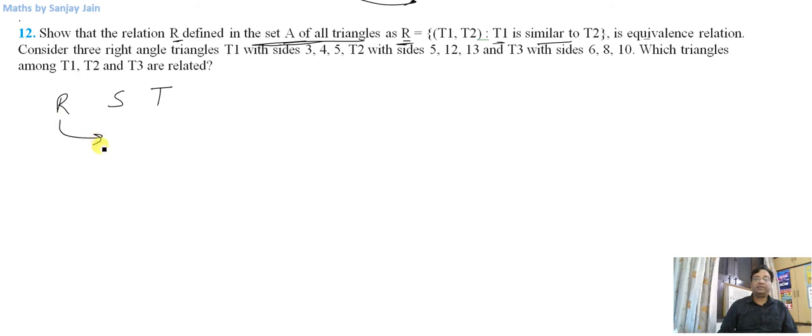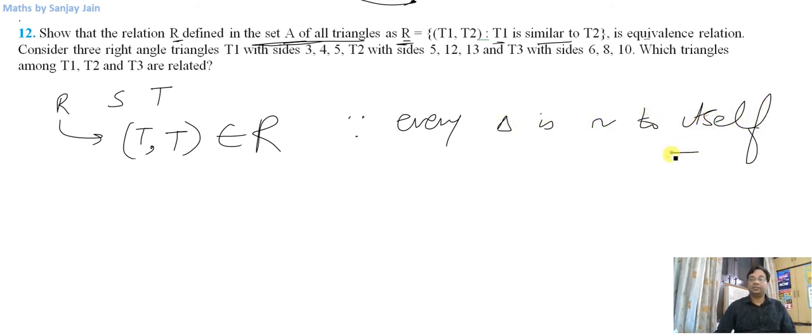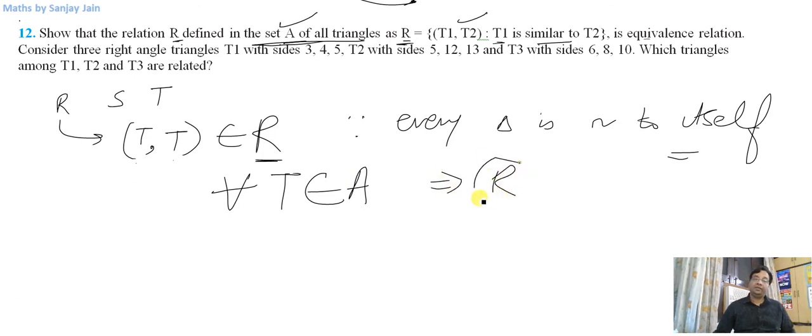So for showing it is reflexive, I can say that every triangle, let us take it as T. Every triangle is similar to itself. So (T, T) belongs to R because every triangle is similar to itself. So that falls in this relation R. So (T, T) belongs to this relation R for all T belonging to this set A on which this relation is defined. Hence this relation is reflexive. So this is what you need to write.